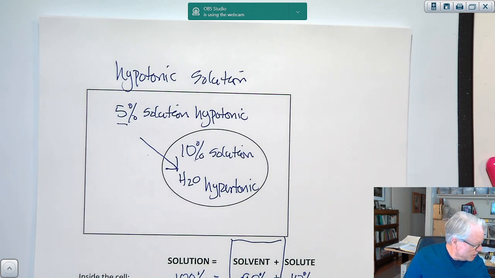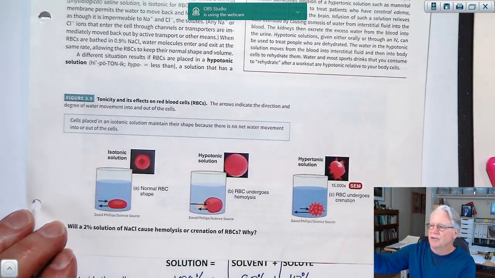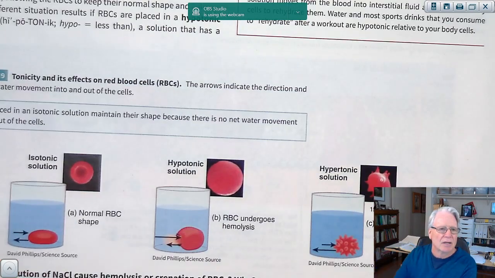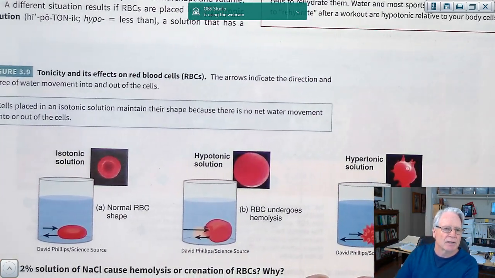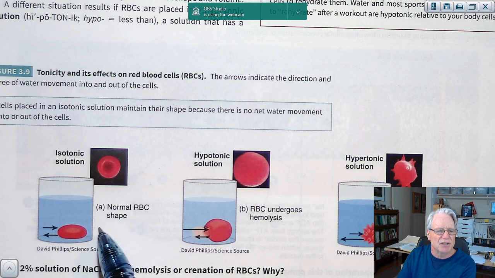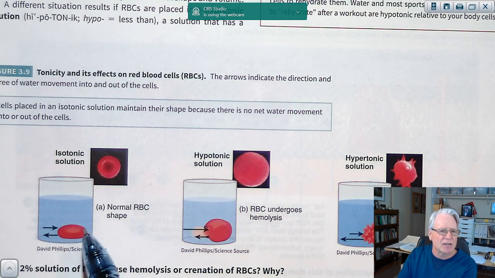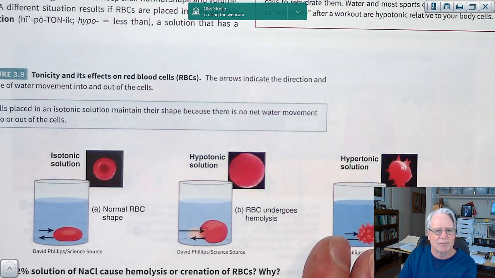All right, let's take a look at some examples of this. Here, this is from your textbook. So, isotonic solution. In an isotonic solution, there's no net movement of water. The cell maintains its shape, so we have a normal red blood cell shape. And because it has a normal shape, it has a normal function, and it can contribute to homeostasis.